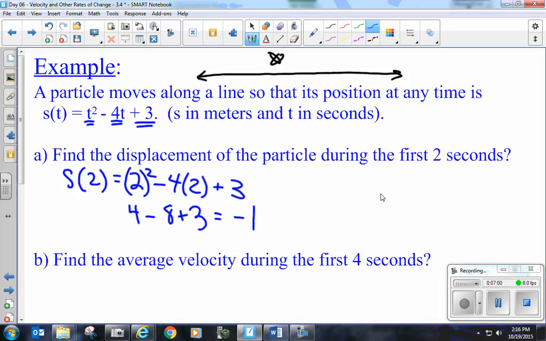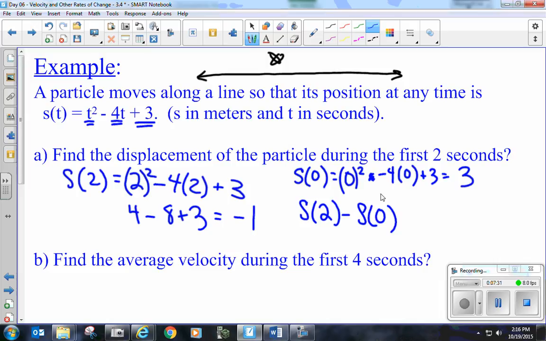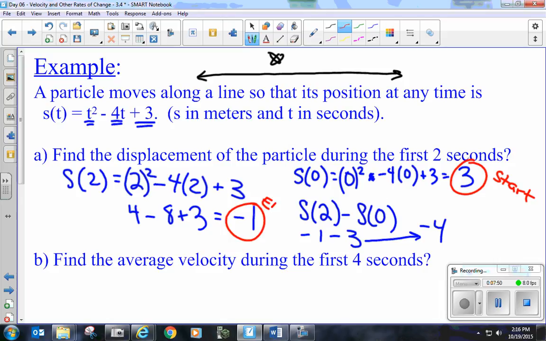Yes, so you figure out where it started by putting in time 0. So what about at time 0? These are always easy, because that's 0 squared minus 4 times 0 plus 3, and that would mean 3. So if I want to find the displacement between the 2, I subtract them. I take s of 2 and subtract s of 0, and that is negative 1 minus 3. So it is negative 4, or we say it is 4 units to the left. That's the displacement from when it started. It started at 3, and it ended up at negative 1. This represents the total displacement, and that means 4 spaces to the left.